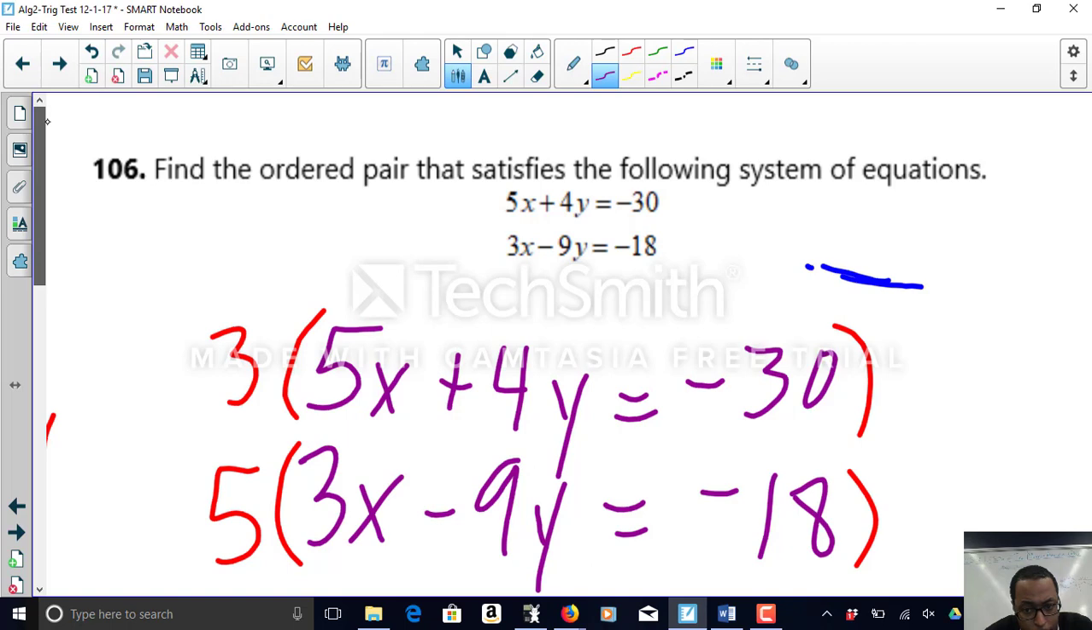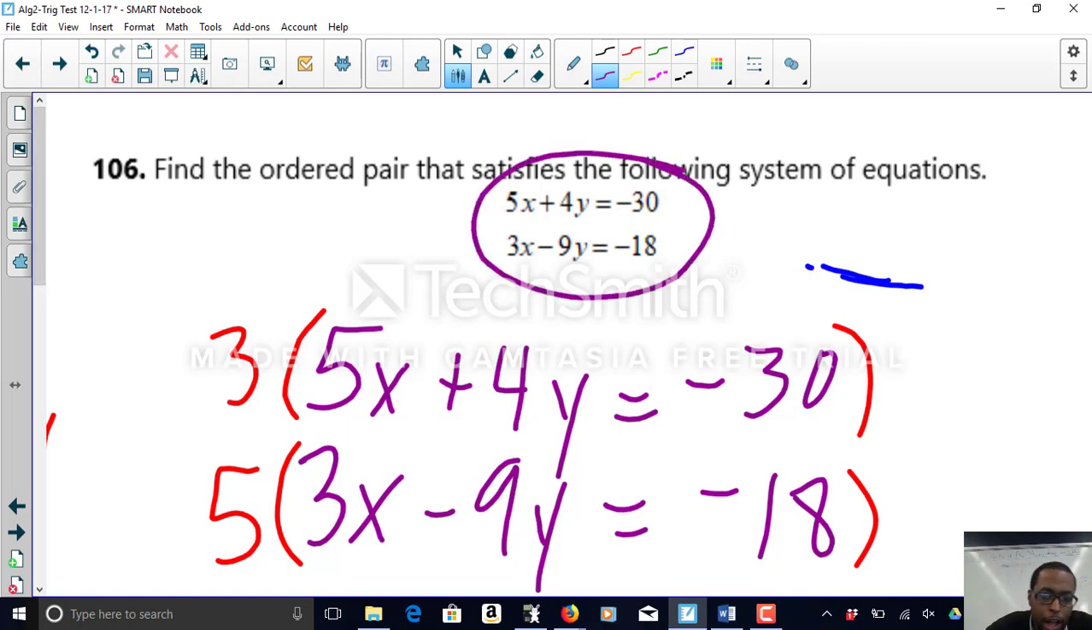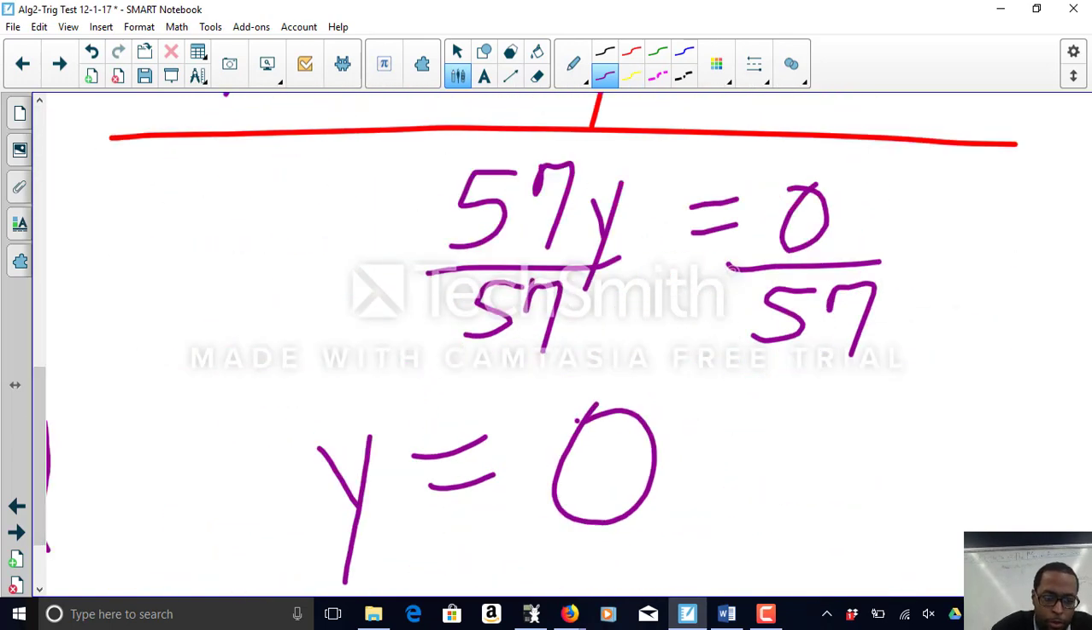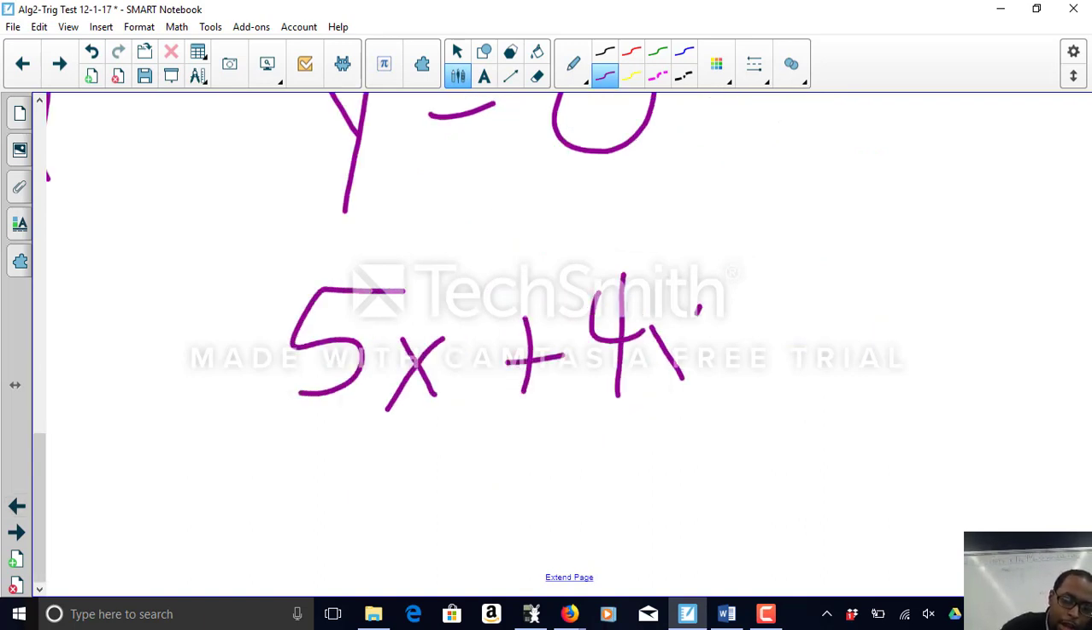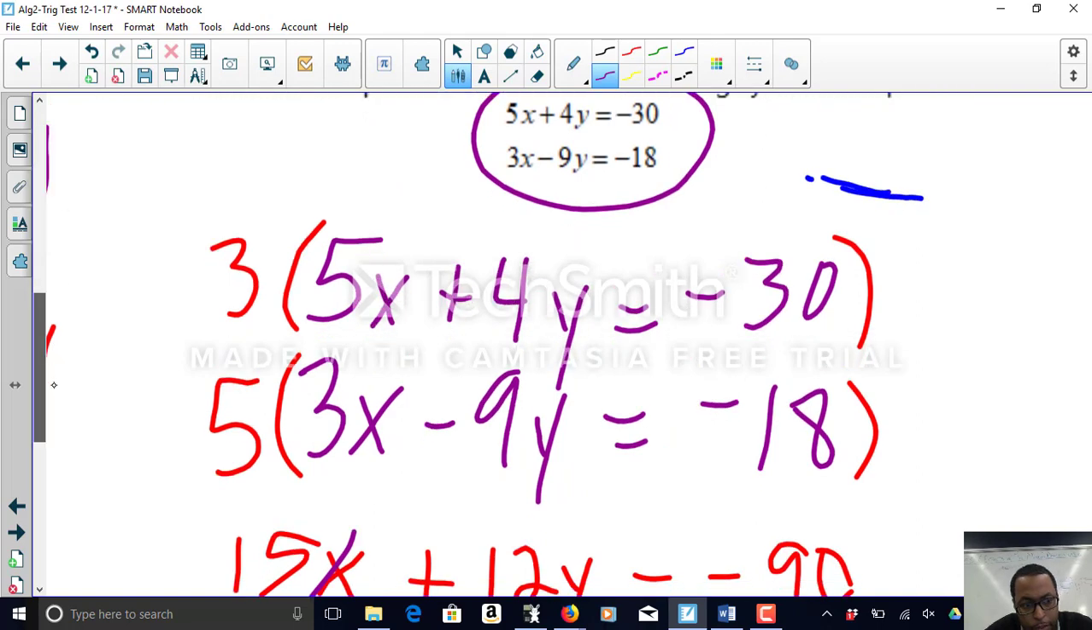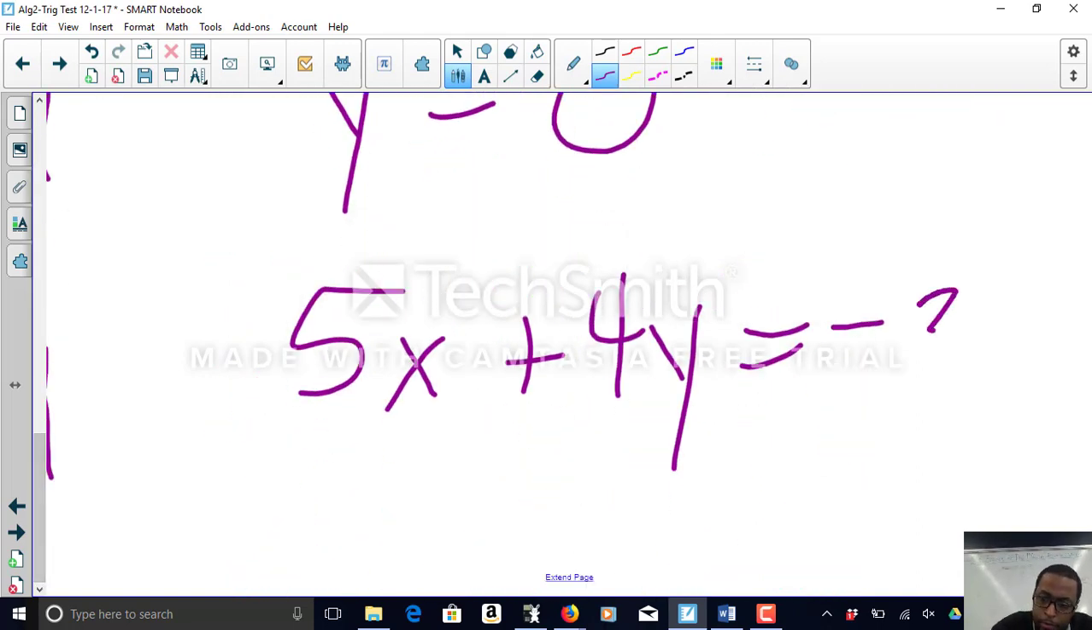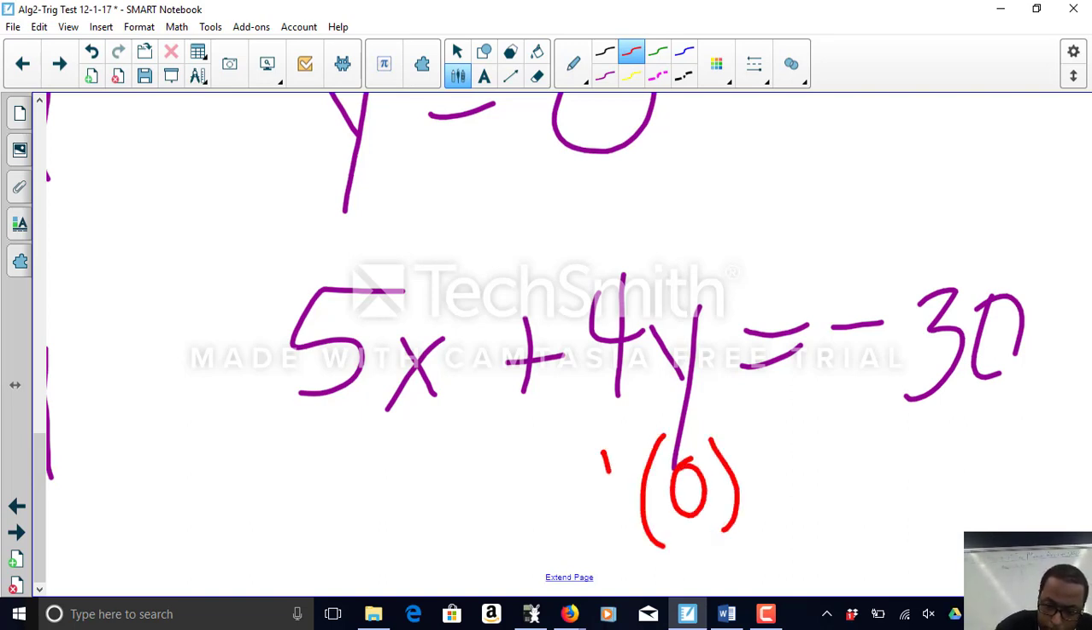Now I'm going to go back and solve for x. You could pick either equation. I will pick one of the original equations. I'll do the 5x plus 4y to make life easy. So again, 5x plus 4y equals, I forgot the number, let me see what number that was again, negative 30. And again, y is 0, so I'm going to replace this y with 0, and then I'm going to solve the equation.